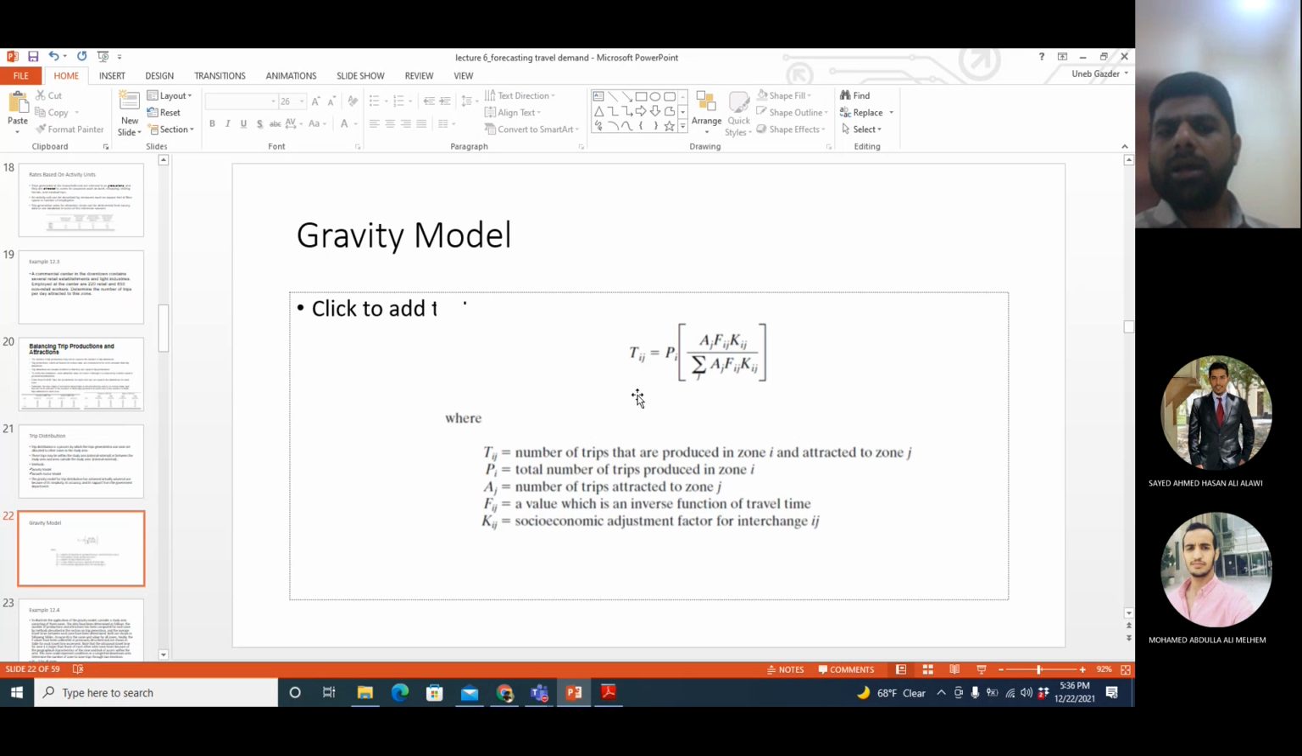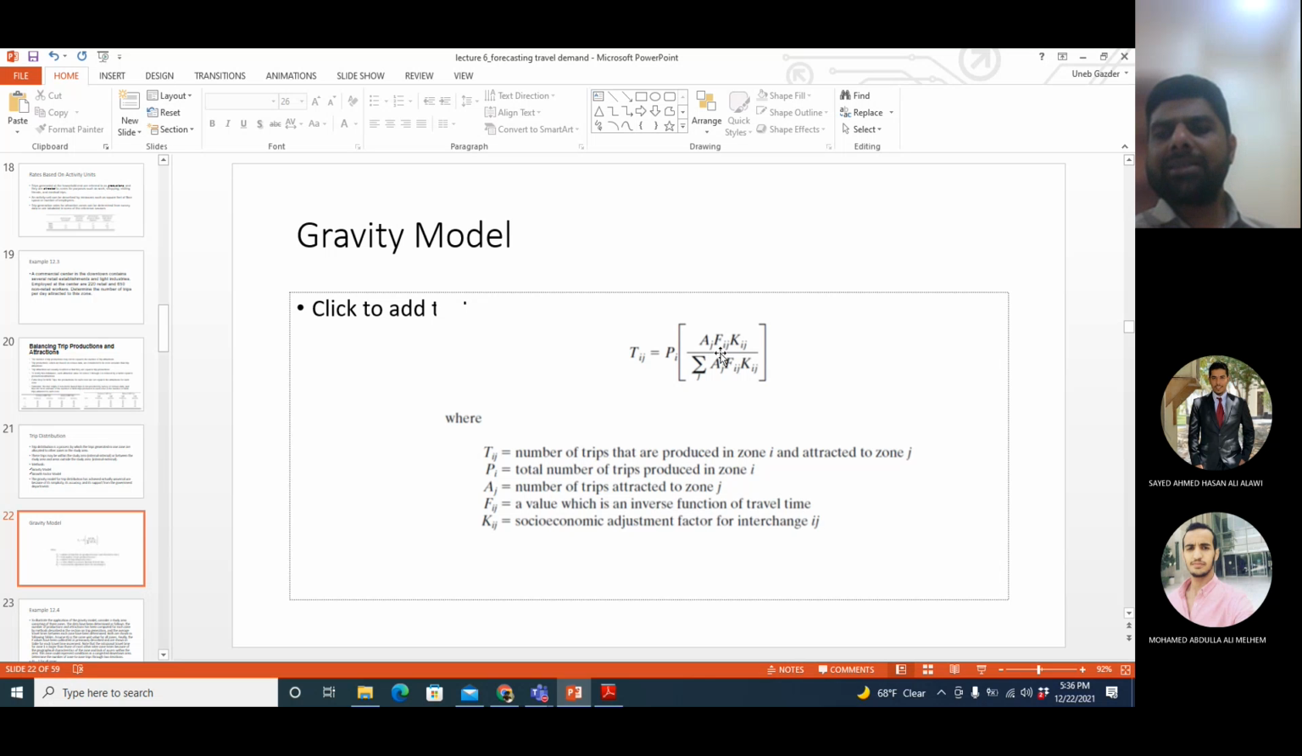According to the gravity model, the trips from zone I to zone J, represented by Tij, can be calculated using this equation. In this equation, what are we using? Pi, the total number of trips produced from zone I, which we have calculated in the previous steps. Aj, the trips attracted towards zone J, again something we calculated in the previous step. Multiplied by f and k.